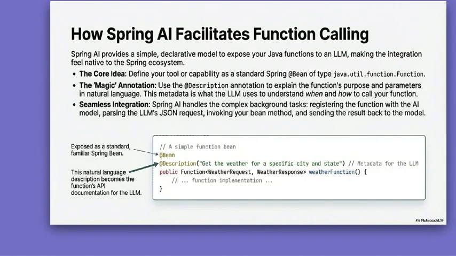RAG is designed for passive knowledge retrieval. Its goal is to go fetch unstructured or semi-structured information like documents, PDFs, knowledge-base articles, and then inject that text into the LLM's context window. So the model can generate a more informed answer. Exactly. RAG is about providing context for a conversation.